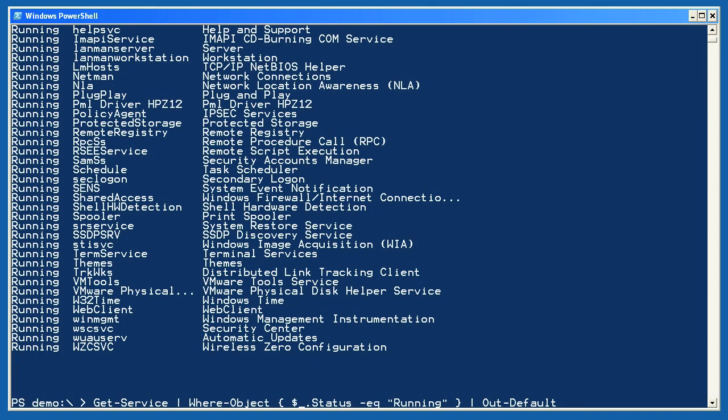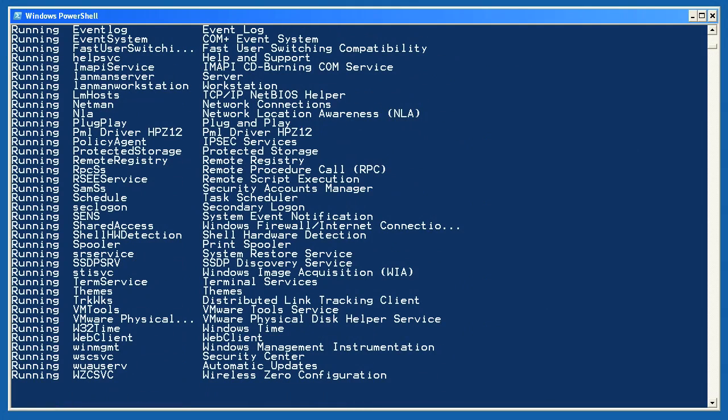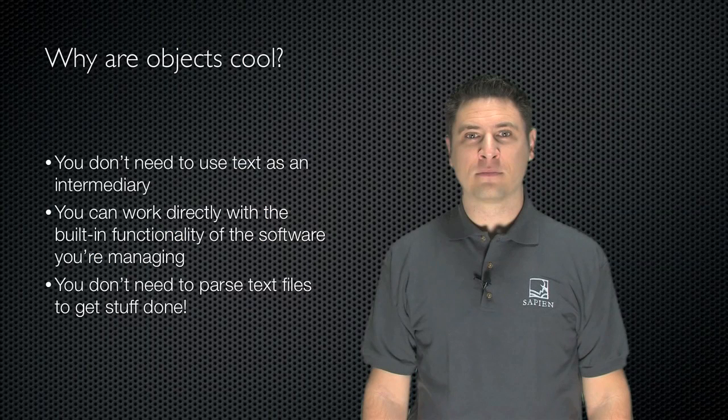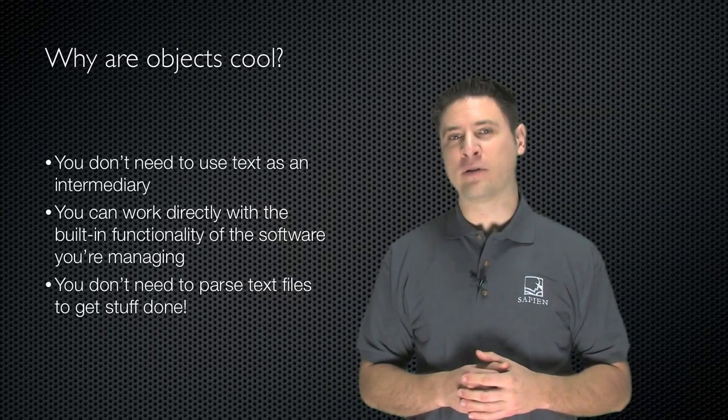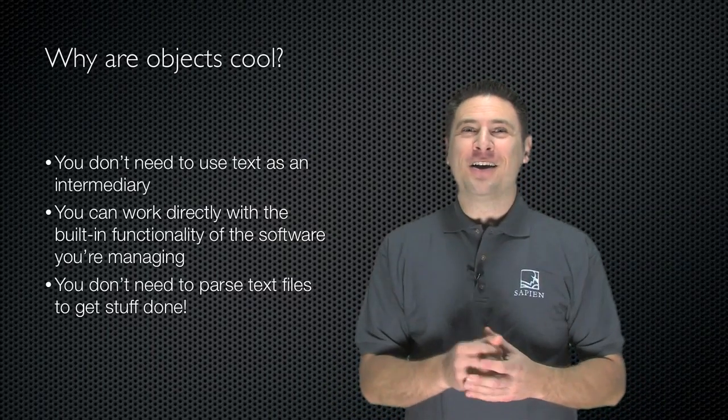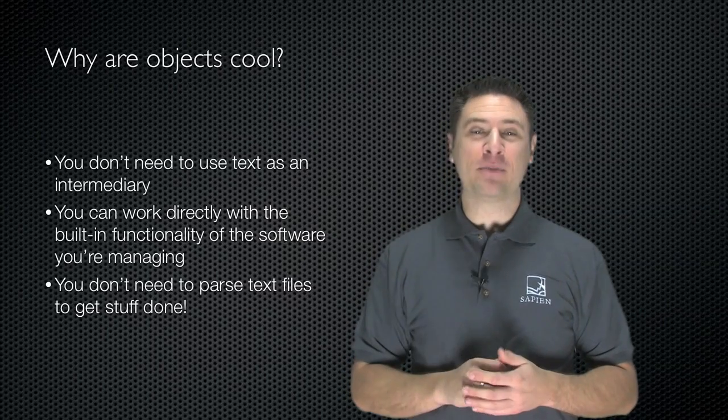I can do the same thing by manually specifying the Out-Default cmdlet as part of the pipeline. Hit enter, and I get a list of running services. This demonstrates that the pipeline is not working with text, but is instead working directly with the attributes of the services or whatever other objects I put into the pipeline. So why is this object stuff so important? Well, because it's cool. You don't need to use text as an intermediary.